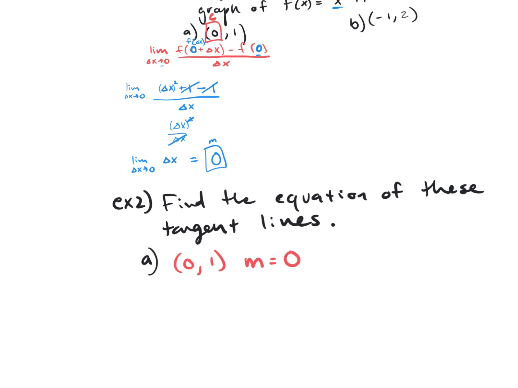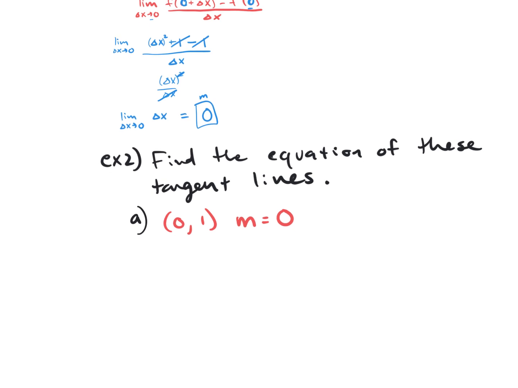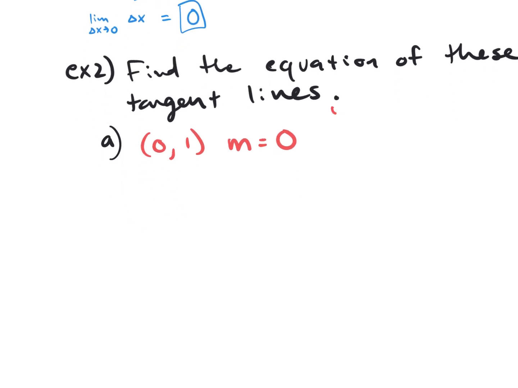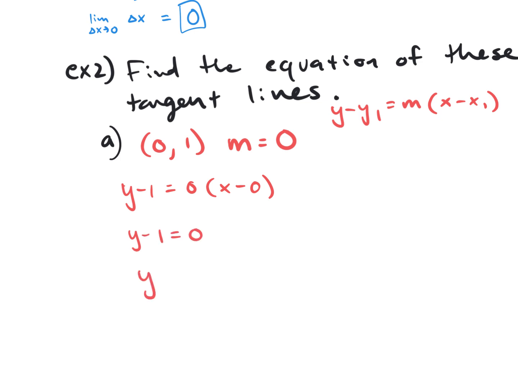0. How do we come up with an equation of a line given a point and the slope? Point-slope form. Perfect. So our point-slope form is y minus y1 is equal to m times x minus x1. So if I plug in everything I have, y minus 1 equals 0 times x minus 0, which will just be y minus 1 equals 0. So what would y equal? 1. So that would be our equation of the tangent line.